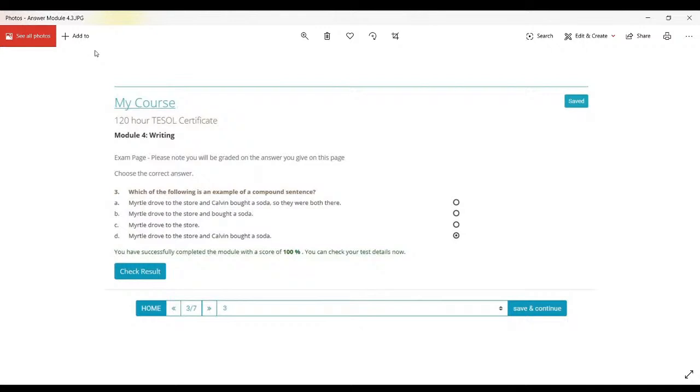Number 3, which of the following is an example of compound sentence? The correct answer here is letter D. Myrtle drove to the store and Calvin bought a soda. Check results, save and continue.